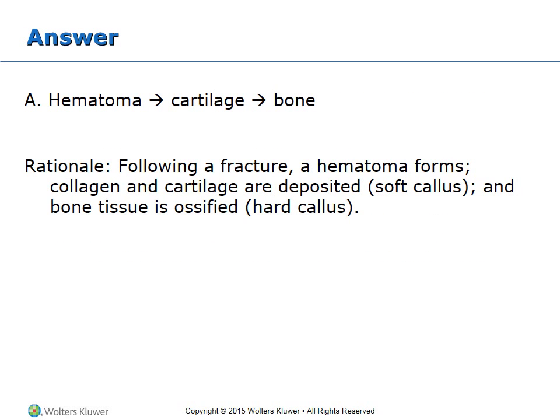Our answer here is A, hematoma, cartilage, and then bone. So remember, we have that hematoma that forms, that starts with that fibrin meshwork. Then it turns into cartilage, which is basically just really soft bone, and then turns into bone with those deposits.